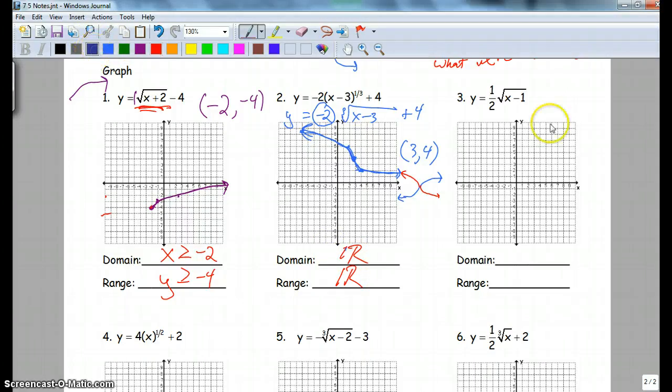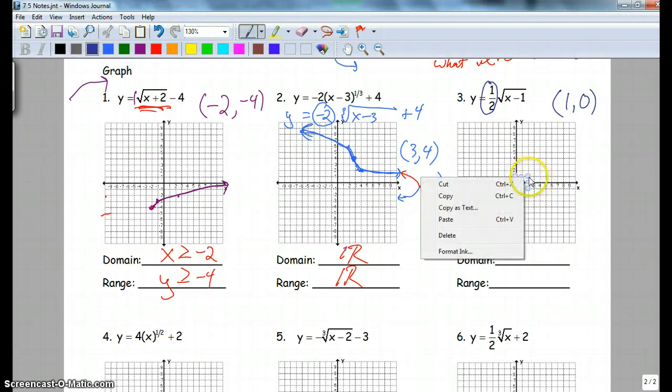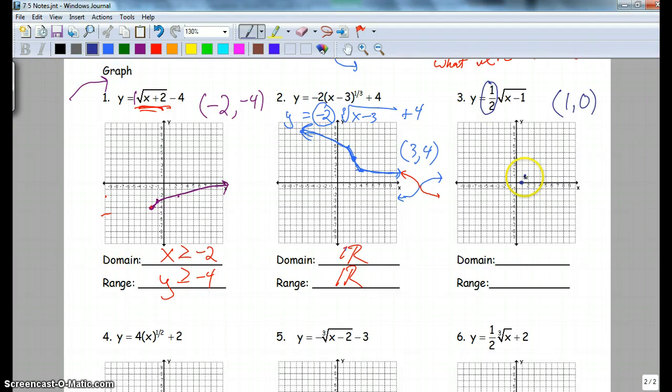Number 3, let's do 3 real quick. The vertex is at 1, 0. Plot that point. Now this leading number is 1/2. Normally that would be wide, but because it's a square root, it's bizarro world, so it's going to be narrow. So rather than going up 1 and over 2, we're going to go up 1 and over 1/2. We're only going to go 1/2 a unit, and then we draw our square root like that. So you're going up 1, but only over 1/2.